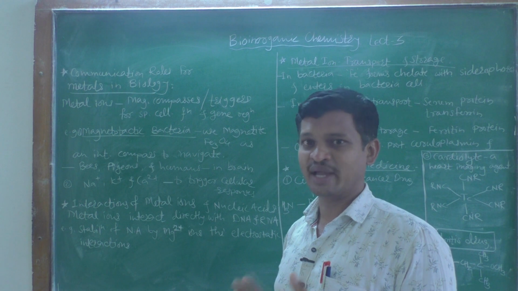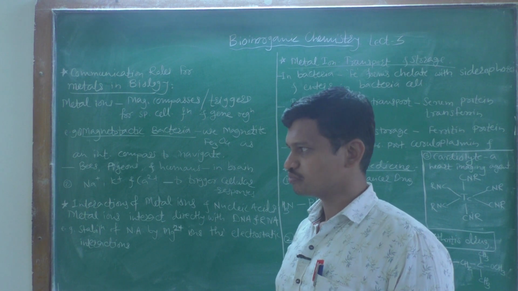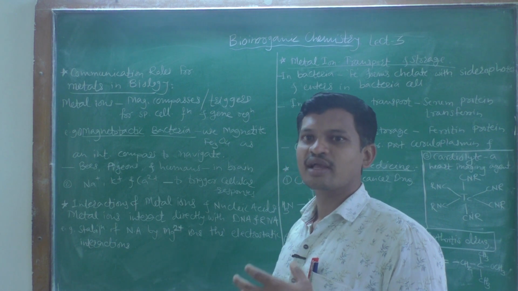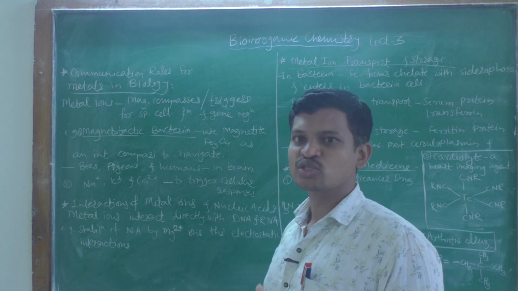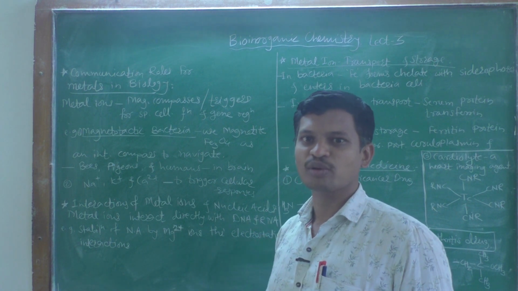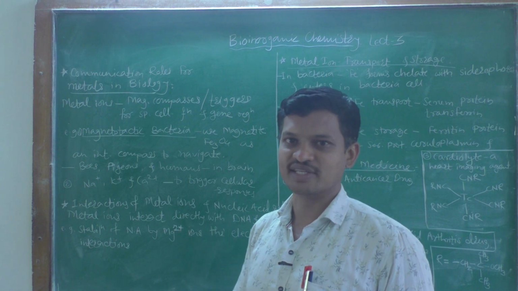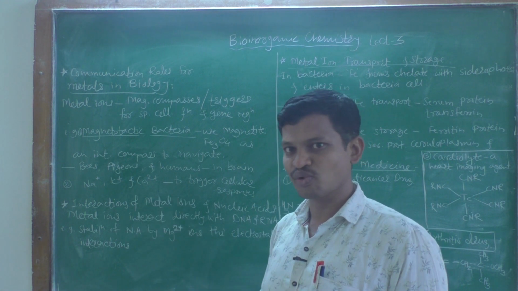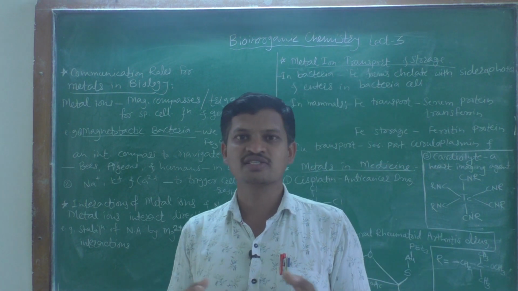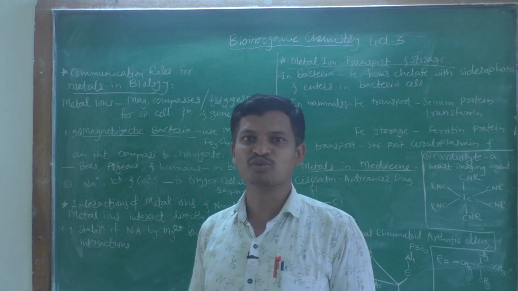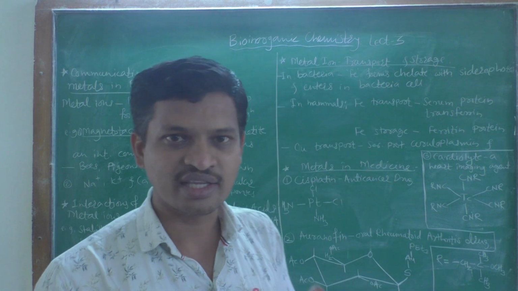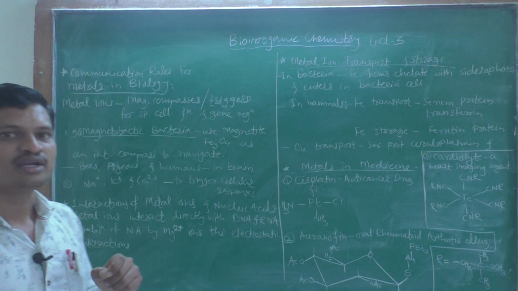For example, magnesium 2 plus ions. These divalent magnesium ions bind to these nucleic acids by electrostatic interactions with the phosphate group present in the nucleic acids. So the phosphate group is present in the nucleic acids, and with that phosphate group, electrostatic interactions take place with these magnesium 2 plus ions, and hence the stabilization of that nucleic acid, that is either RNA or DNA, can be done.